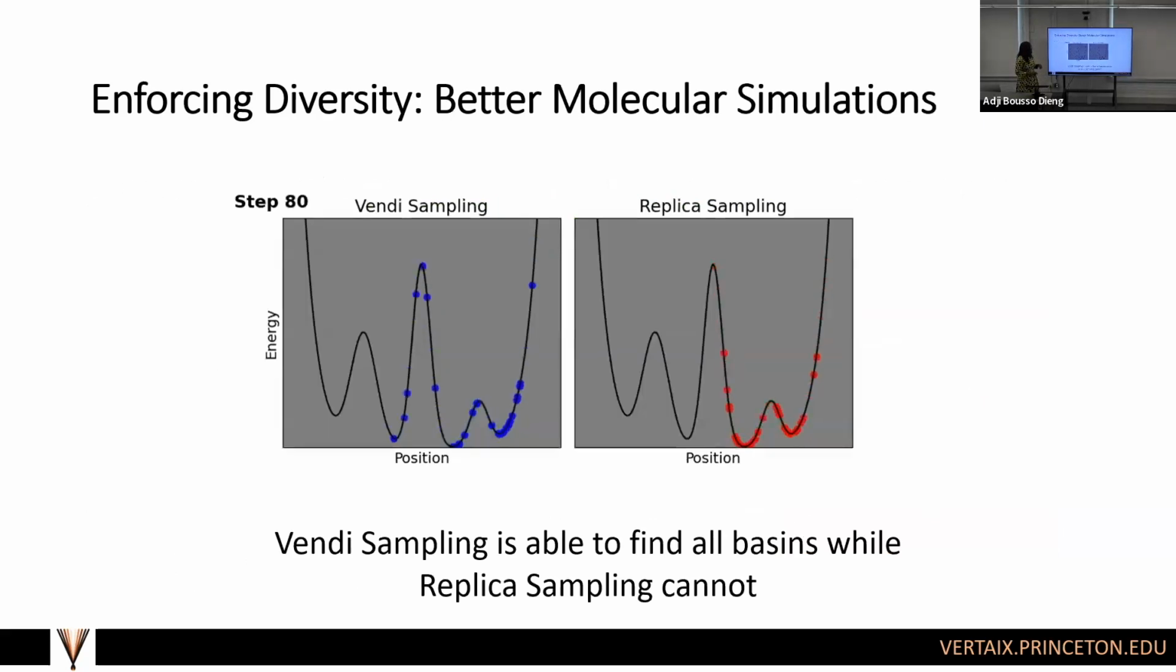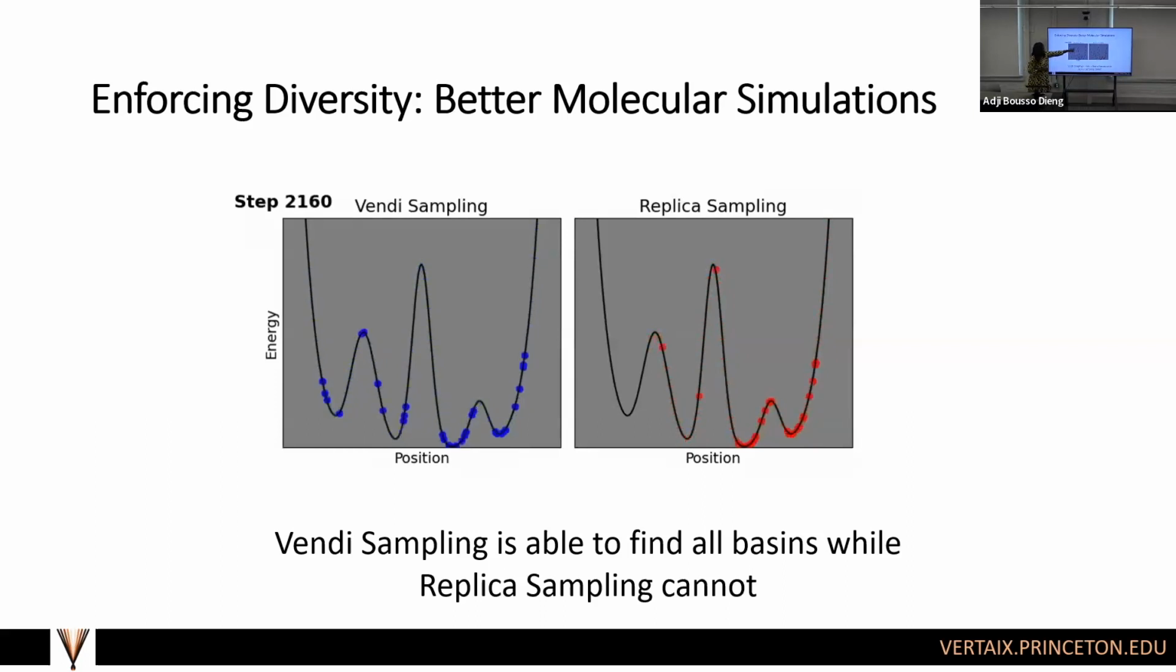So here, what you're seeing is a result of a simulation on some toy setting. This is called the Prince potential. It has 4 basins. Just basically think of it as a probability distribution with 4 peaks. Physicists will think of it as an energy with 4 basins, equivalent to the same.